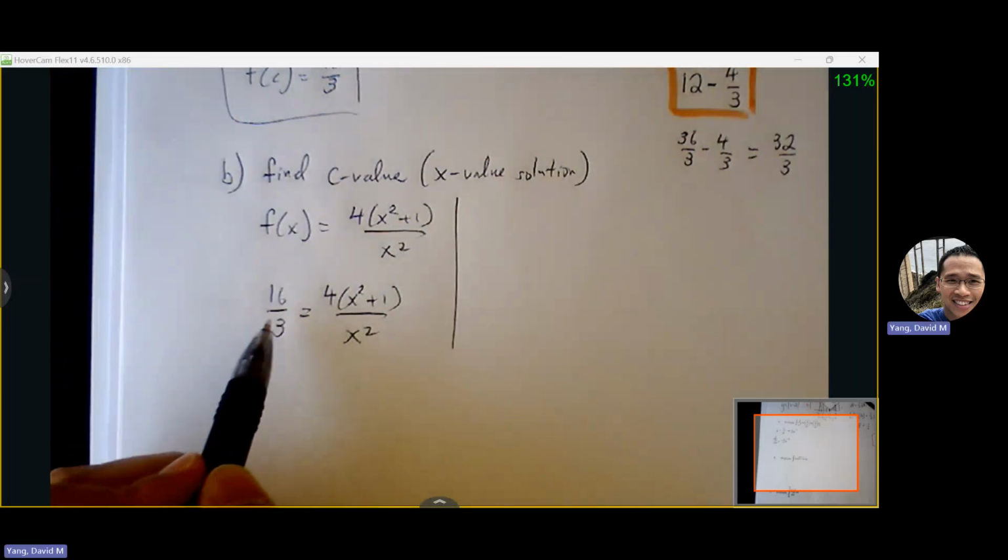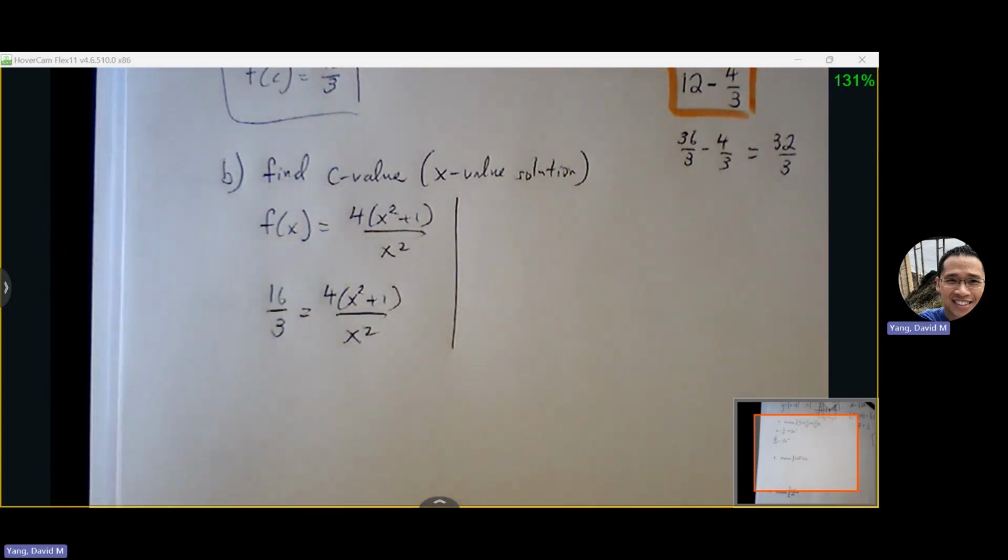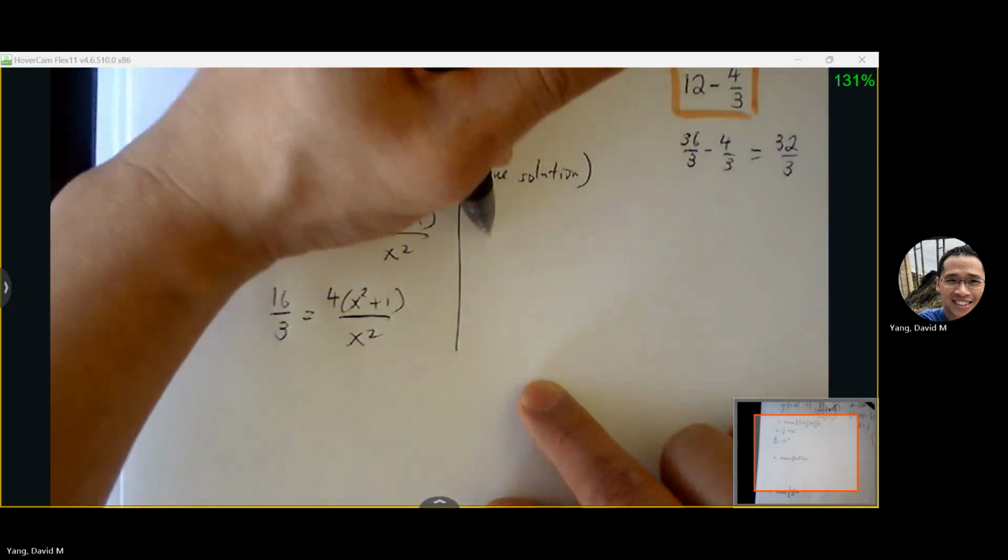Replace the Y with 16/3. I'm just going to cross multiply and find a way to solve for X.